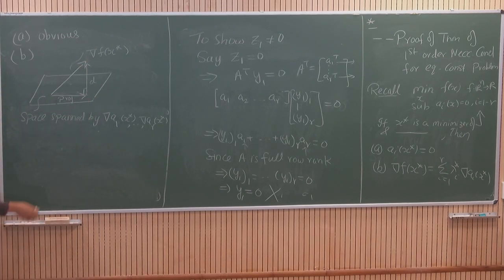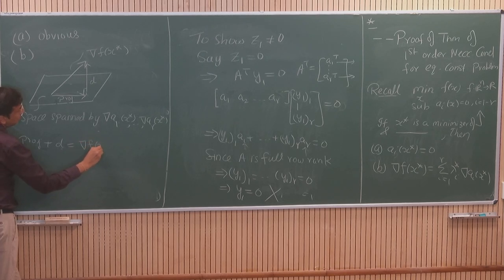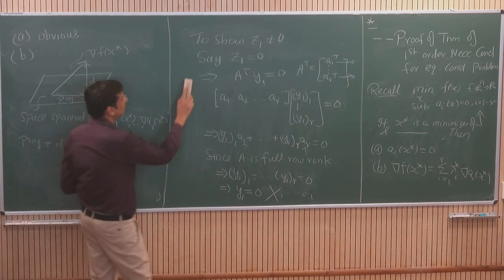So by the triangle inequality, what can we say? This vector plus this vector is equal to this vector. Correct? So I'll write that down: the projection vector plus the D vector is equal to the gradient of f at x star. Okay, let's be more explicit.